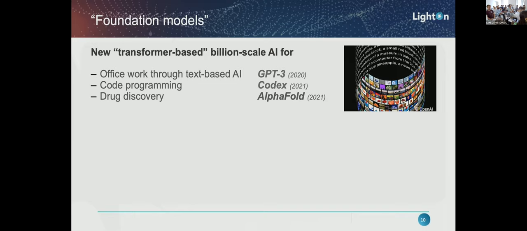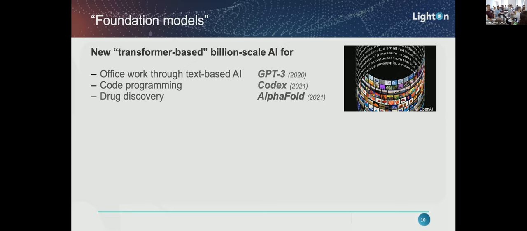But there are equivalents of the same type of architecture to help you with code programming, like Codex. You start typing some code, and it's like autocomplete. You start writing a routine, and it proposes the end of the routine. Our engineers use it routinely now at Lightham to program faster. It's not perfect, but it saves you time.